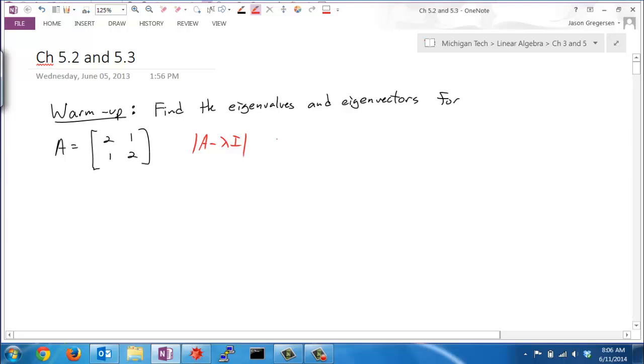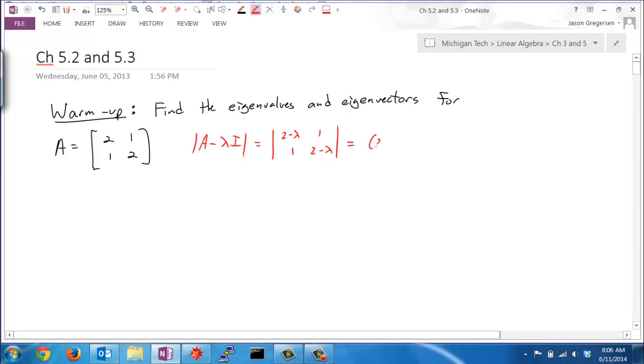So first we'll calculate this determinant. When we calculate this determinant, we're going to get something called the characteristic equation. That's the name of the polynomial that we're going to get from the calculation of this determinant. So we have 2 minus lambda, 1, 1, and 2 minus lambda. All that A minus lambda I really does is subtract lambdas on the diagonal.